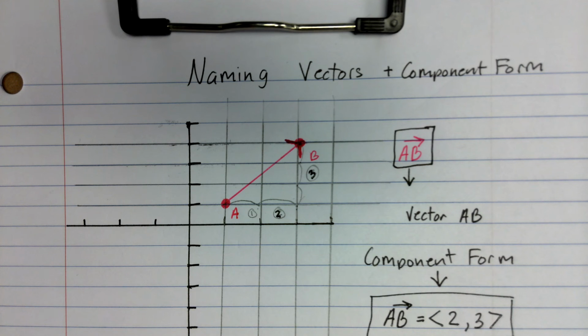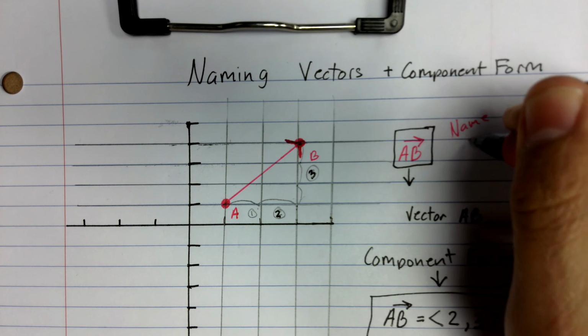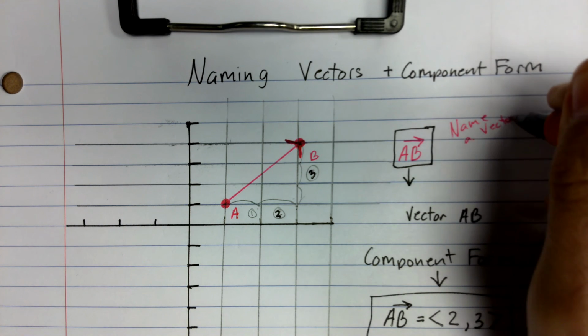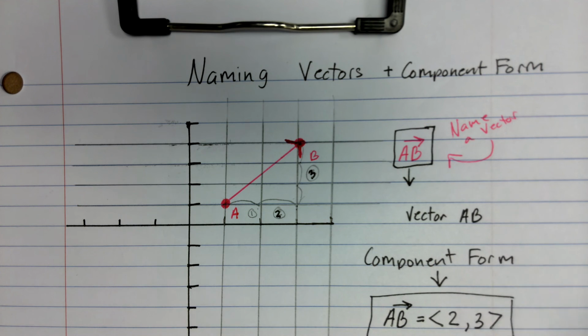So the 2 things that you know from this lesson that's real short is this is how we name a vector, vector AB, and this is how we put it into component form. We look at our horizontal and our vertical movement. And that's all there is to it. The top value is how we name it. The bottom is its component form.